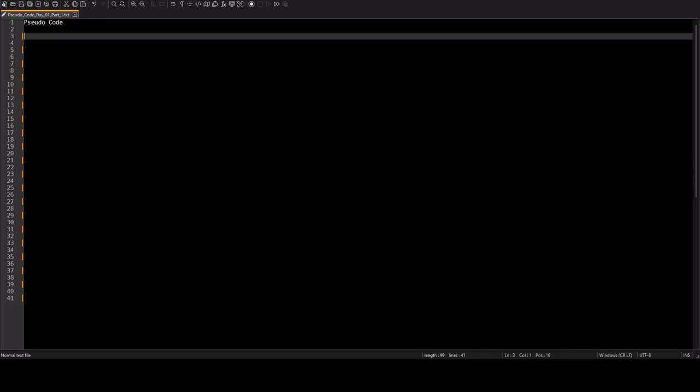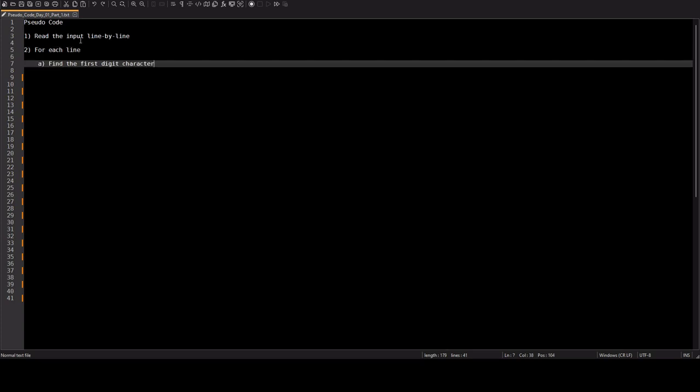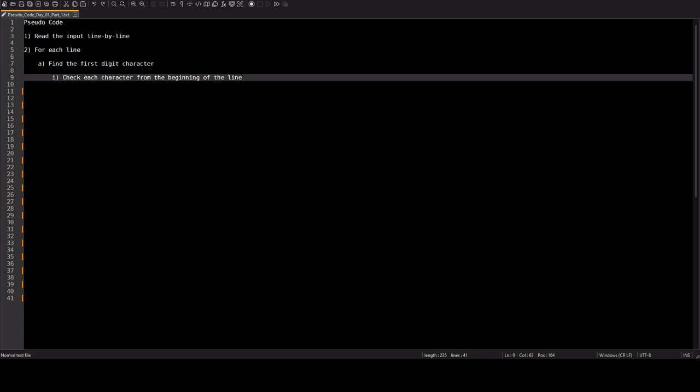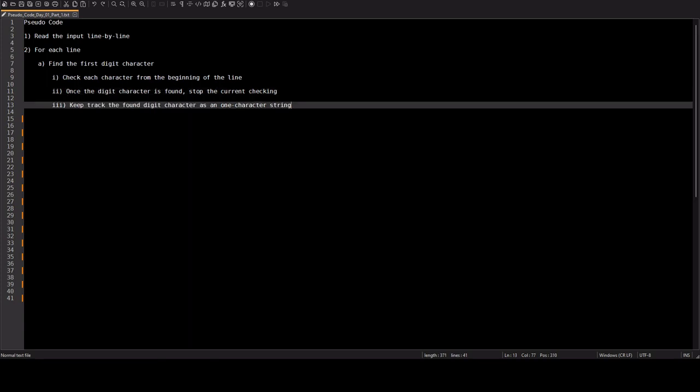Read the input line by line. For each input line, find the first digit character. We can find the first digit character by checking each character from the beginning of the line. Notice the direction, from the beginning. Once we find the digit character, stop the current checking. We keep track of the first digit character as a one-character string.